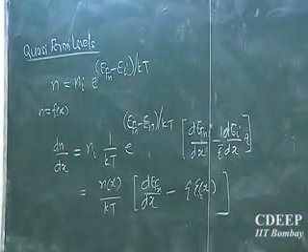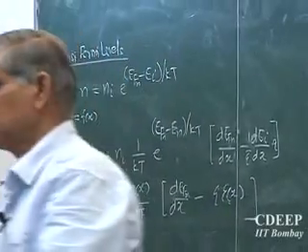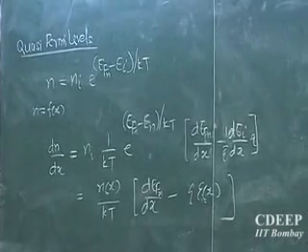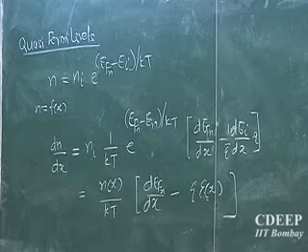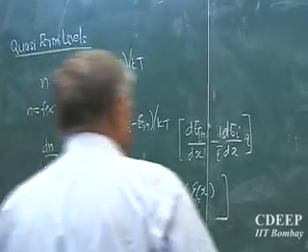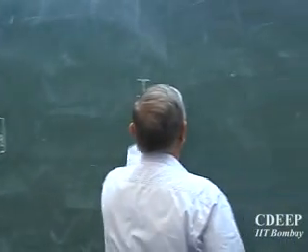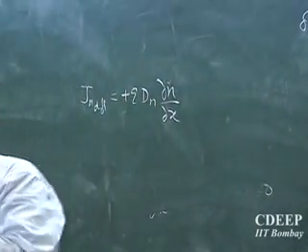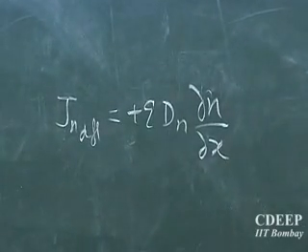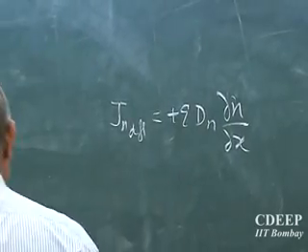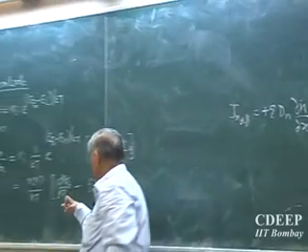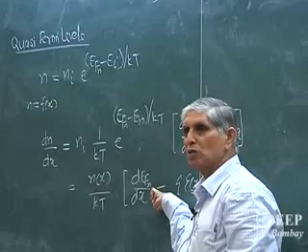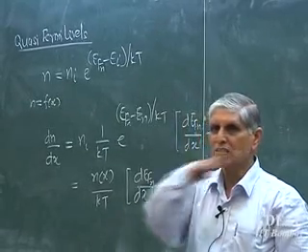So if I get dn by dx, what current can I get? If I have a gradient of carriers, what current can I find? Diffusion current. Jn diffusion is plus qDn dn by dx. Since I know dn by dx, I know the diffusion current occurring because of this. Now, from there, can you guess something is happening? In thermal equilibrium, how much will be dEf by dx? Zero. The Fermi level is constant.